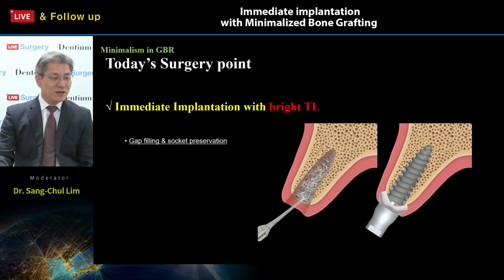Today's surgery points are here. According to this diagram, extract gently so as to preserve the alveolar margin, the alveolar crest area, and especially the labial portion of the alveolar socket. And then drilling for osteotomy and implantation with the Bright tissue level implant, and gap filling will be achieved. Sometimes we add this collagen graft as a ceiling on the top portion of the extraction socket.